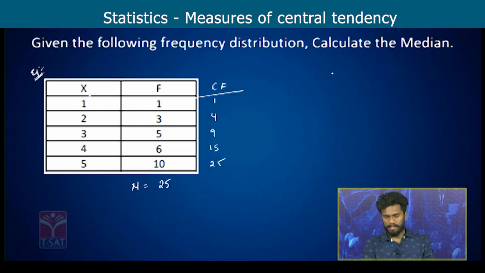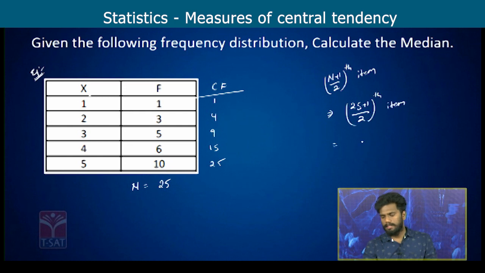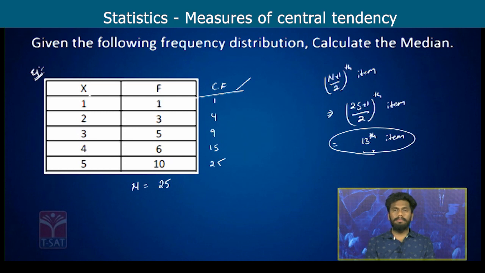Now find the (n plus 1)/2th item. Where will it be? 25 plus 1 over 2, that is the 13th. Now why did we find the cumulative frequencies? We have to find the 13th item. Where is it? Here frequency 1, cumulative frequency 1; here frequency 3, cumulative frequency 4. That means up to here 4 items are covered. Next is cumulative frequency 9, so 9 observations are covered up to there.